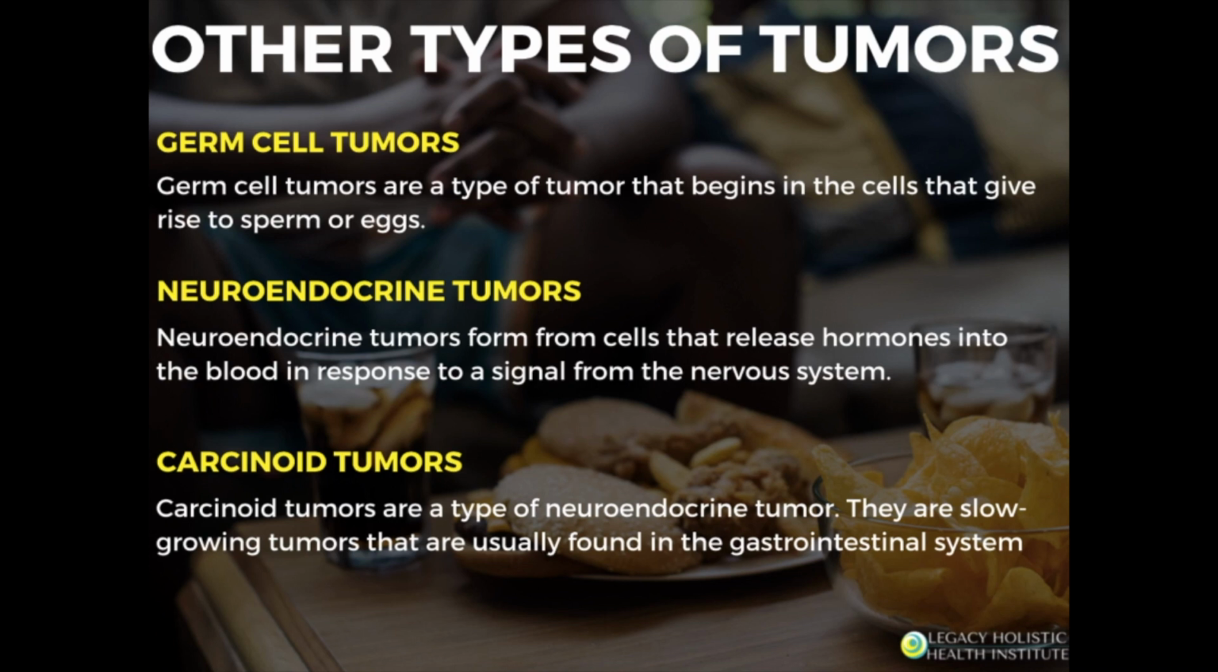Now, carcinoid tumors are a type of tumor of the neuroendocrine system. They are slow growing tumors that are usually found in the gastrointestinal system. And most often these are found in the rectum and the small intestine. Carcinoid tumors may spread to the liver or other sites in the body, and they may secrete substances such as serotonin or prostaglandins, which causes something called carcinoid syndrome.